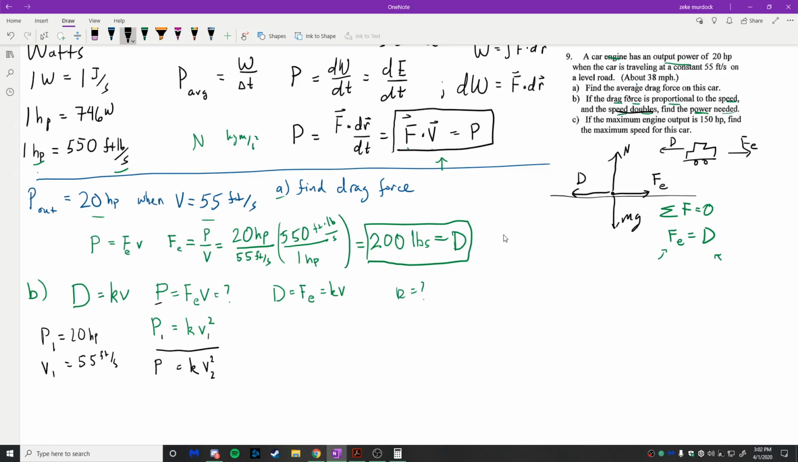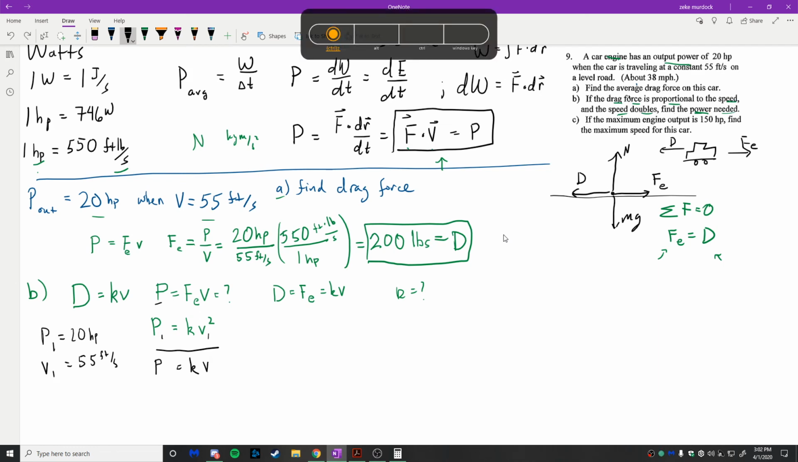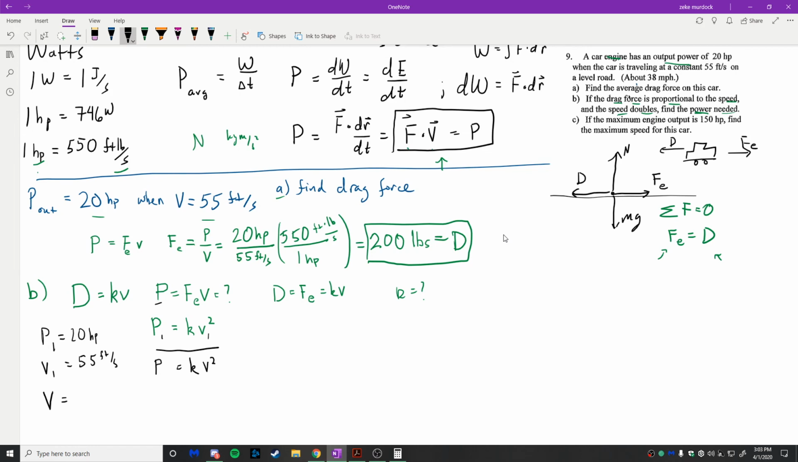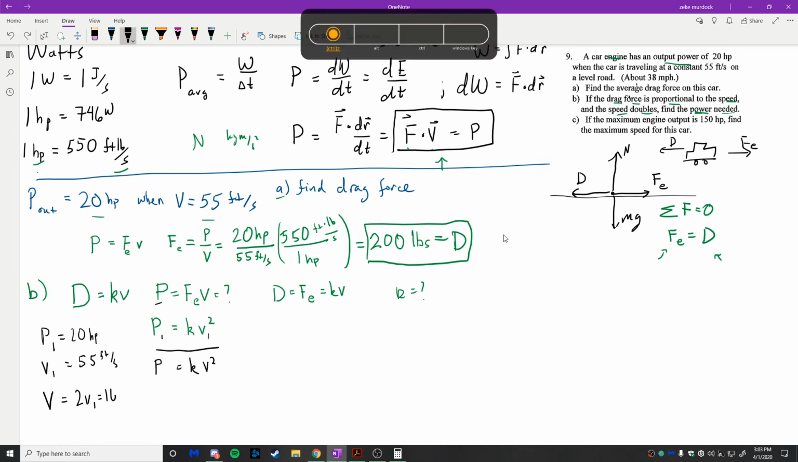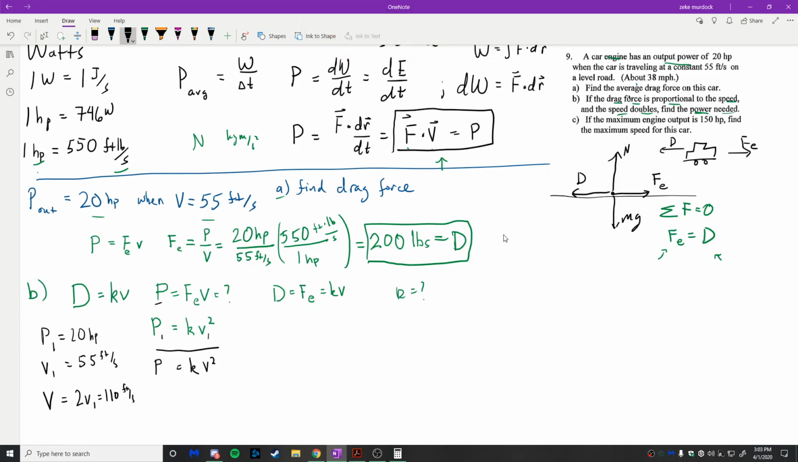The speed doubles. Here, I don't want to call it V2, I just want to call it V. That means that the velocity V that we're looking for is going to be double V1, so it's 110. And we can use this to find power, because if we take the ratio, then P1 times V squared divided by V1 squared ends up being equal to the power that we're solving for.